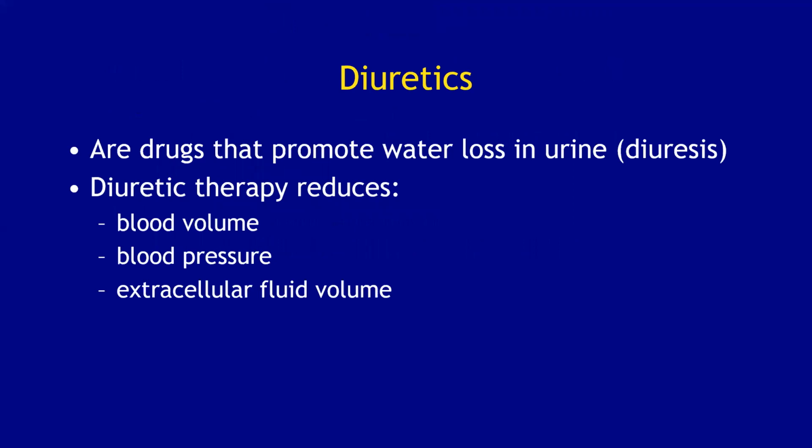So a diuretic is a drug that promotes water loss in urine. It's called diuresis. So a person who has high blood pressure may be put on a diuretic because it reduces blood volume and blood pressure and extracellular fluid volume. So oftentimes a person who has high blood pressure has edema, which is the swelling of the hands or feet, because they have great difficulty removing that extracellular fluid volume. So often they will be put on a diuretic.